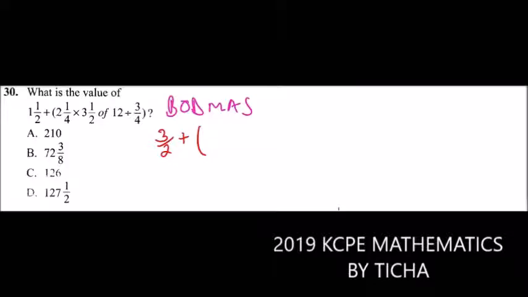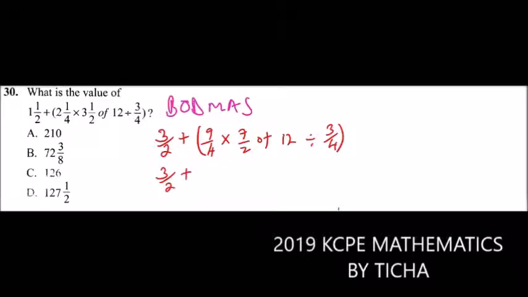So here inside the bracket we have 'of', so we will start with 'of'. So let's first of all write our fractions in improper form. So this is 9 over 4. You multiply by, this will be 7 over 2, and then we have 'of'. This is 12, and you divide by 3 over 4. You close the bracket. So this will be 3 over 2 plus.